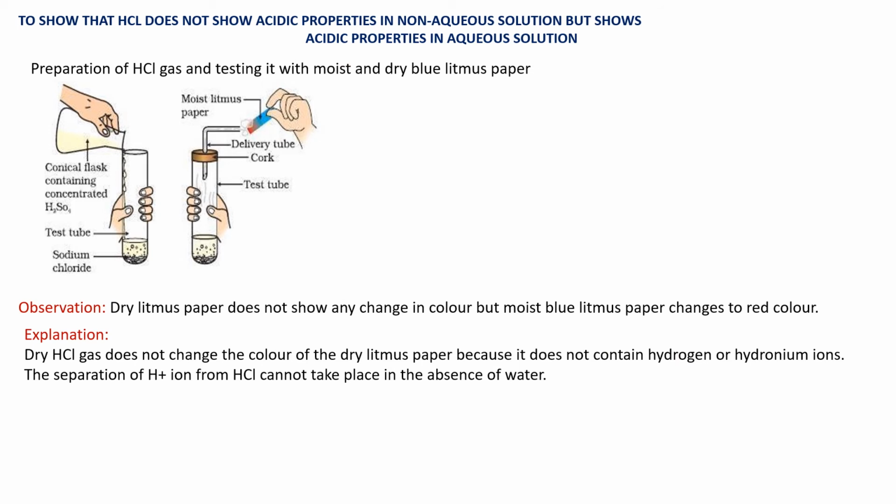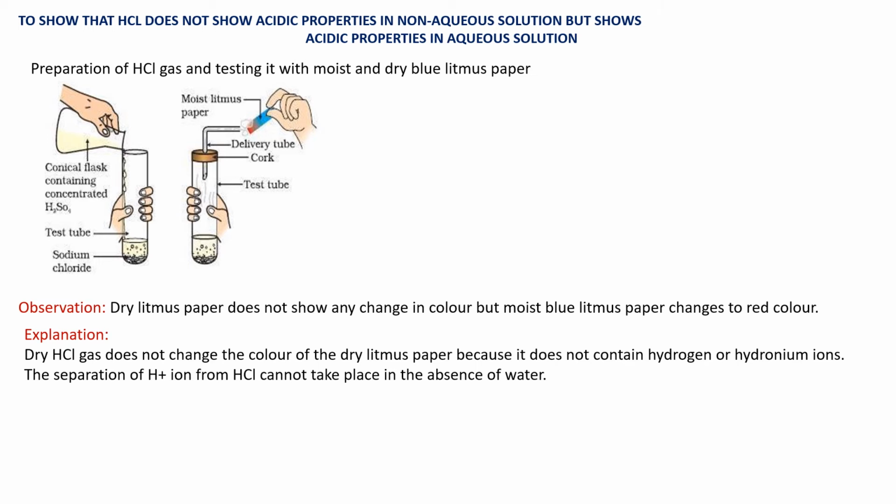HCl does not show acidic property in non-aqueous solution but shows acidic property in aqueous solution, right? So here what we have taken. Why does the aqueous solution of HCl show the property of acidity? Why? We have done so many experiments till now, right? So let's do one more. The concept is almost the same.